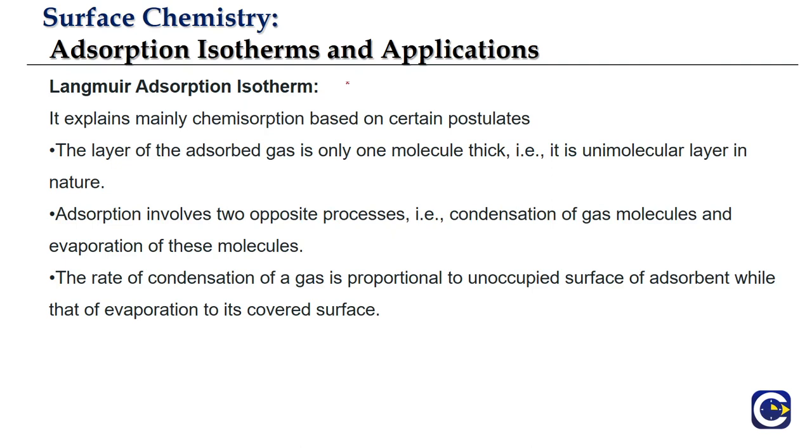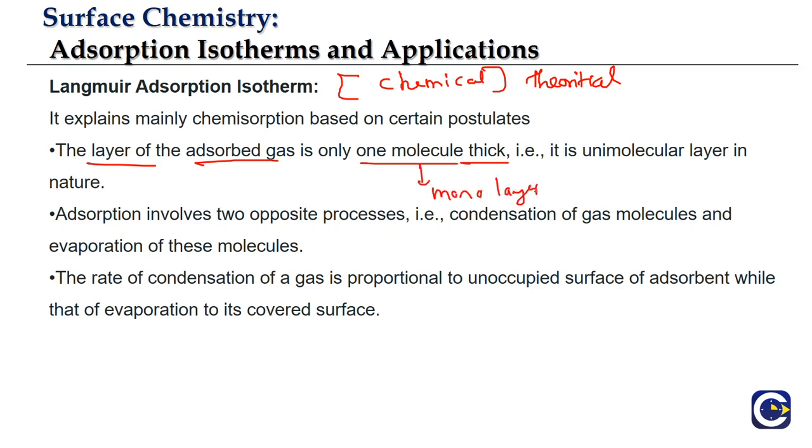Now looking at the second one, which is the Langmuir adsorption isotherm, which we generally use for the case of chemical adsorption or chemisorption, which is based upon certain theoretical assumptions. Now if you look at the important assumptions, this is based upon the idea that the adsorbed gas layer is only one molecule thick, meaning it is a monolayer phenomenon. This is in line with chemisorption, because chemisorption is a single layer phenomenon.